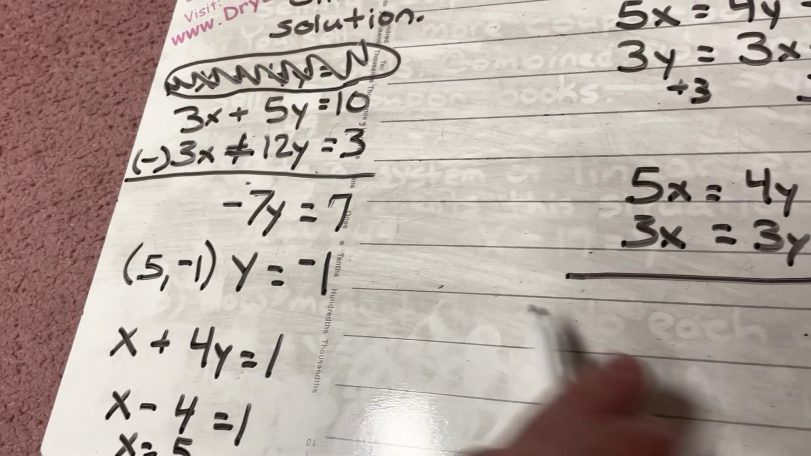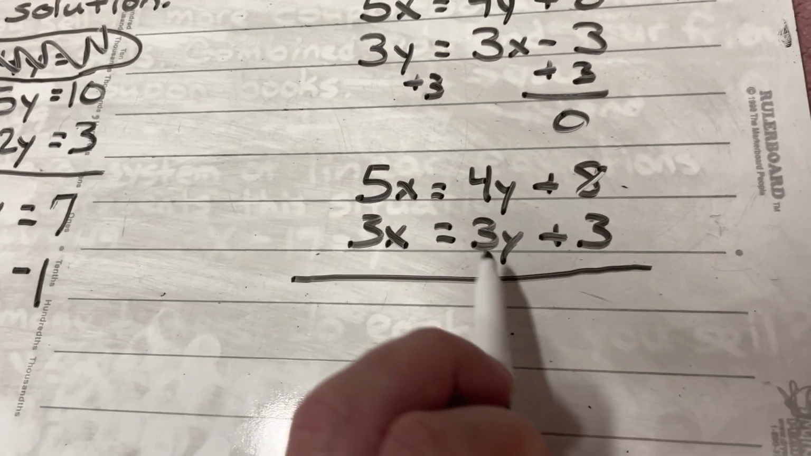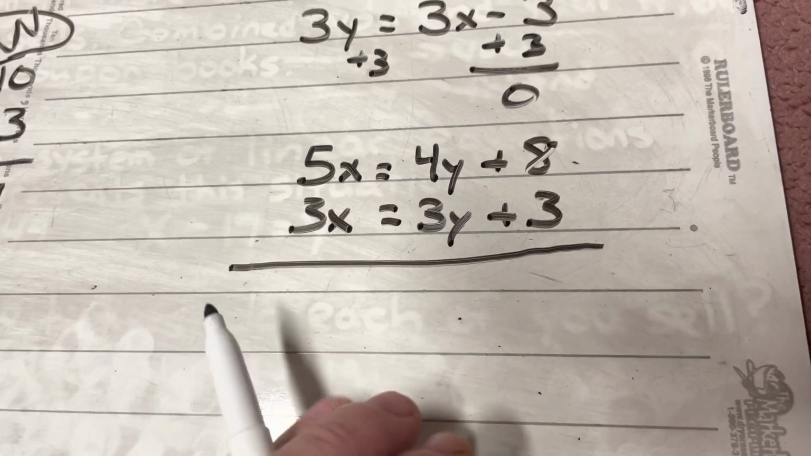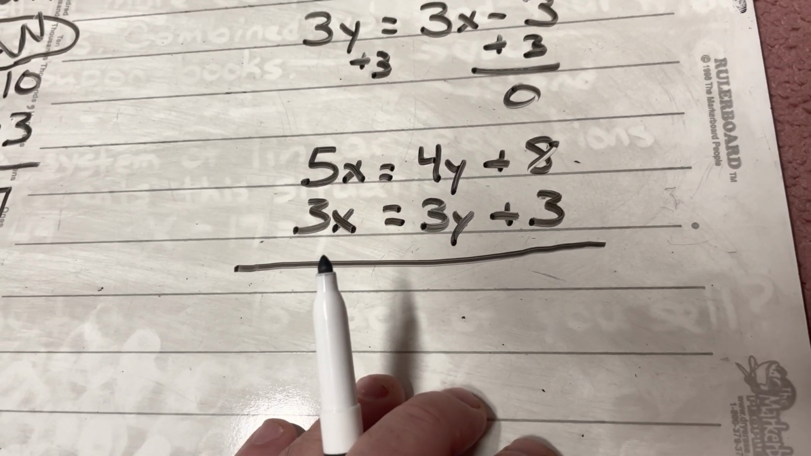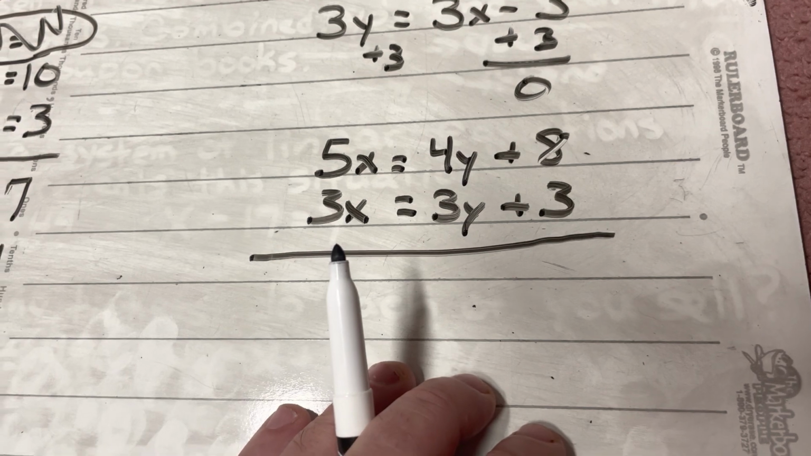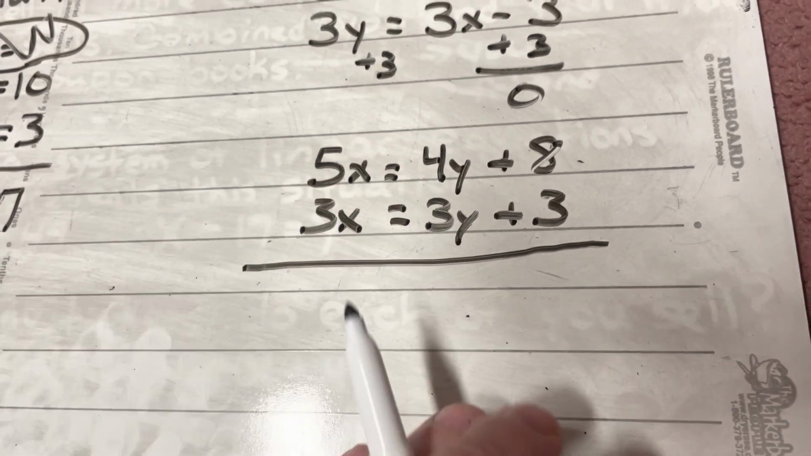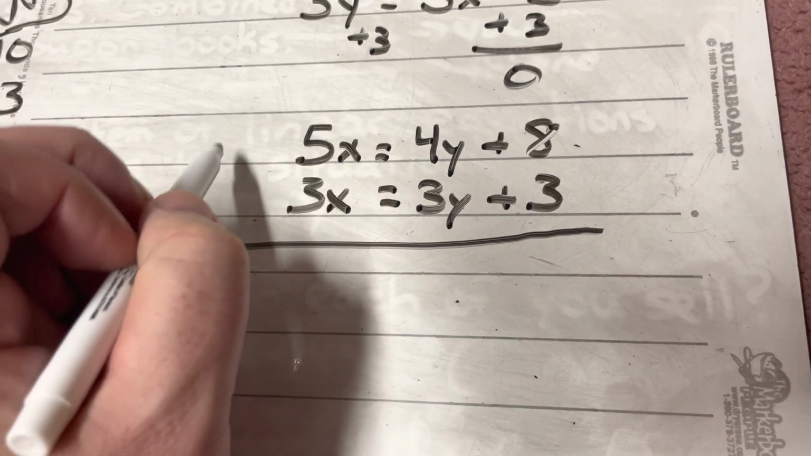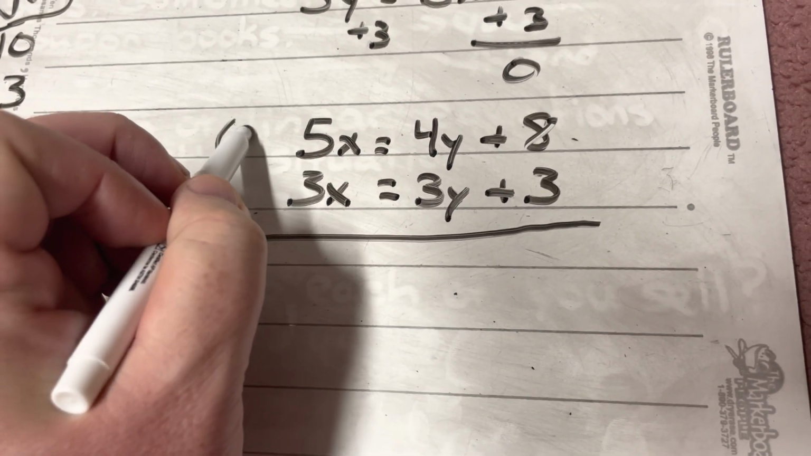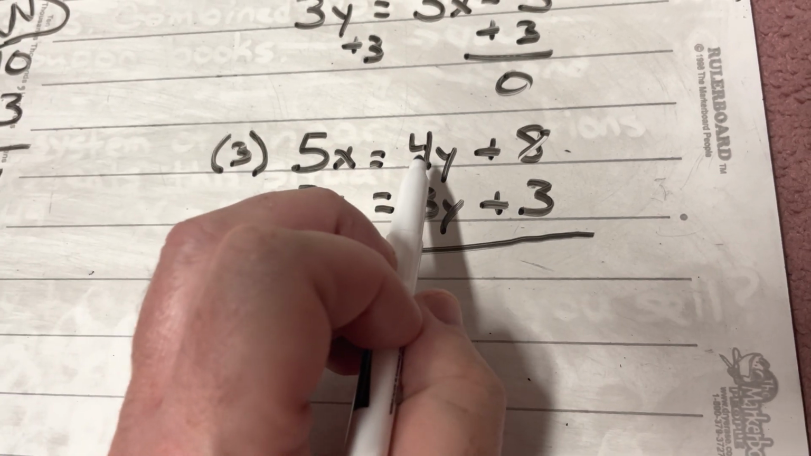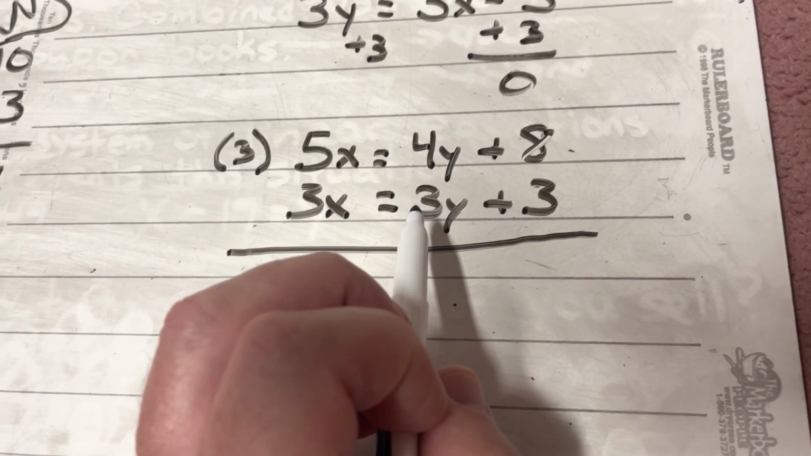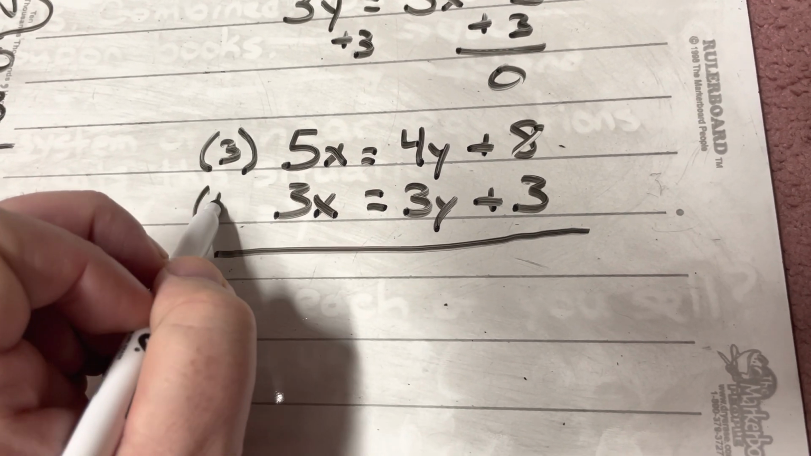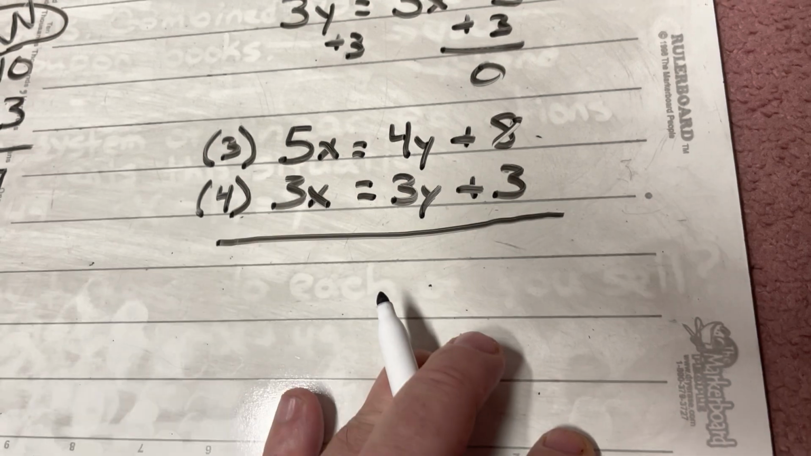Now in the first one, I made the x the same. So in this second one, let's just do it a little differently. We're going to make the y the same. I've got 4 and 3. So I'm thinking that the least common multiple, the smallest number that both 3 and 4 can go into, would be 12. To make this 12, I would have to multiply this whole thing by 3. 4 times 3 is 12. To make this 12, I'd have to do 3 times 4 is 12. So I'm going to have to multiply everything here by 4.